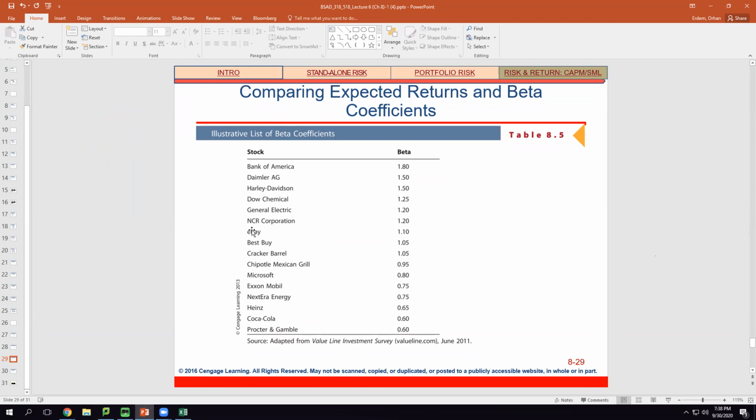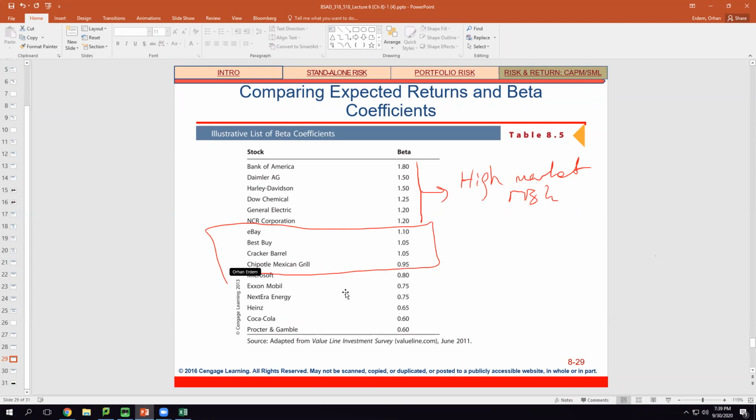Let's look at those companies. These were high beta companies, which means these are high market risk. Let's look at intermediate and moderate market risk. Let's look at Best Buy, for example.